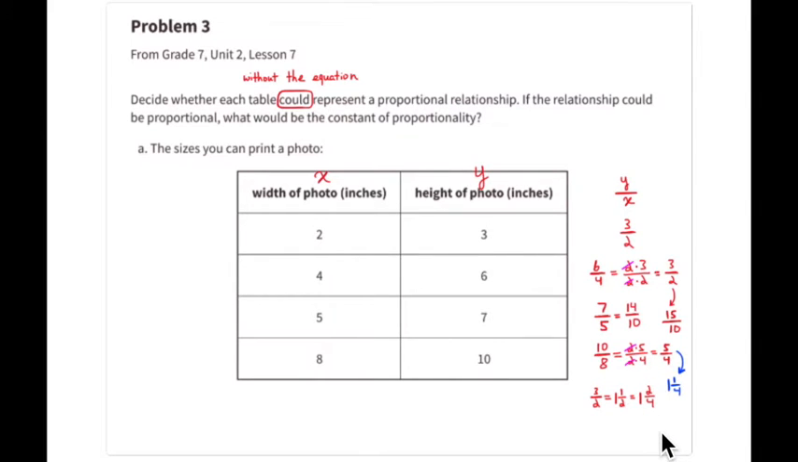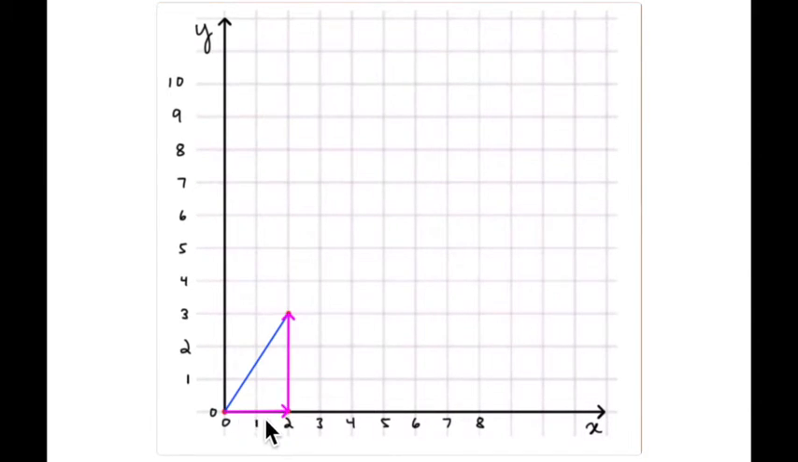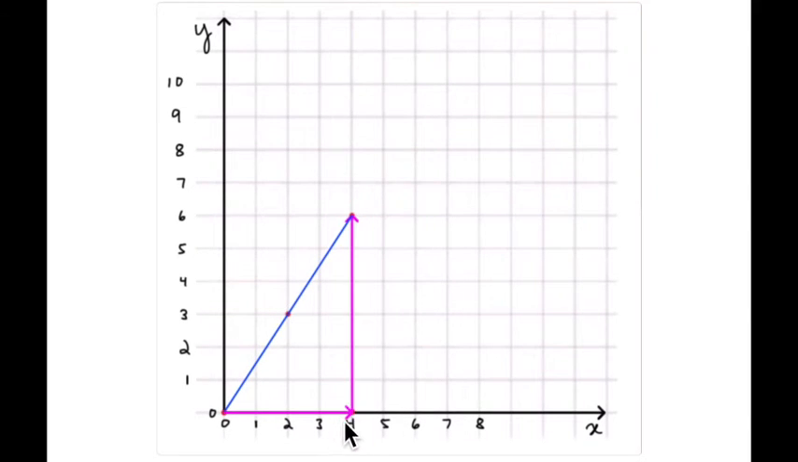So let's see what happens if we graph this. So I'm going to graph each of those points. So the first one, the x-coordinate was 2, the y-coordinate was 3. So that goes up to point 2, 3. The next one goes to point 4, 6. So that looks like it's on a straight line, goes through the origin, so everything looks good up to this point.